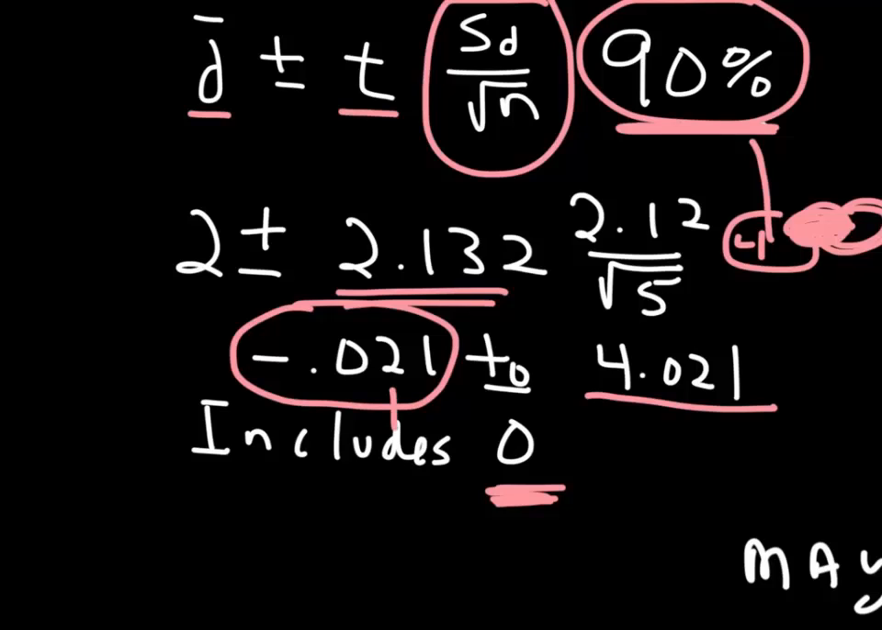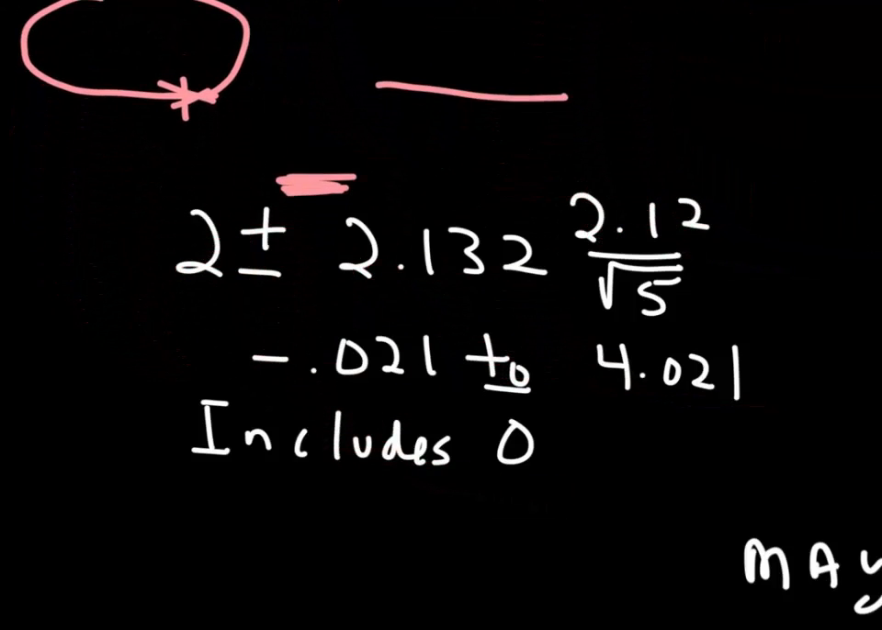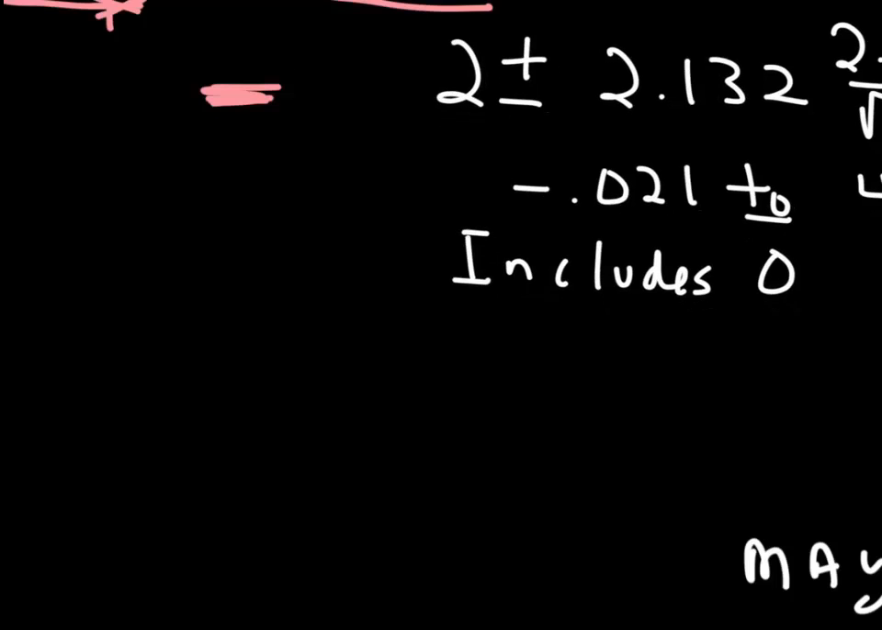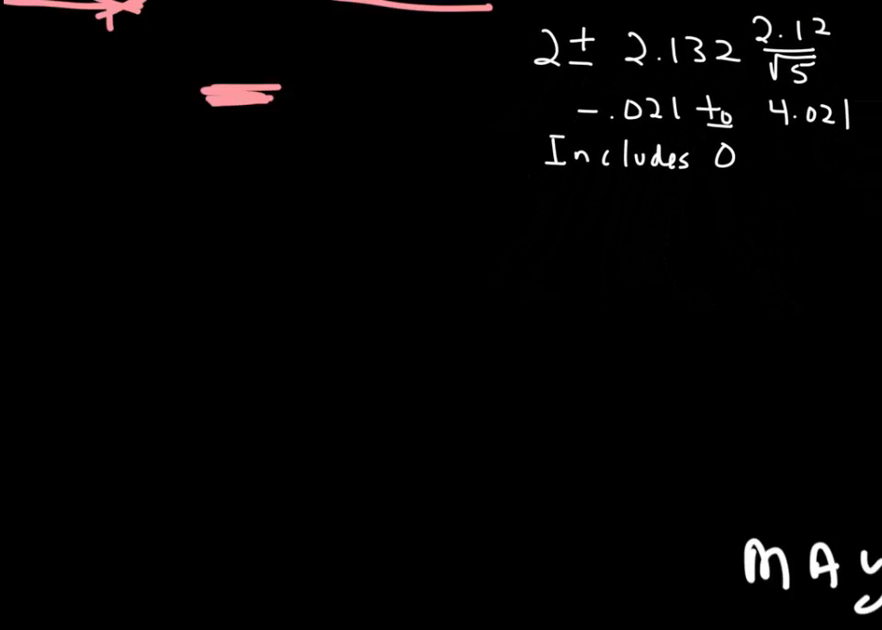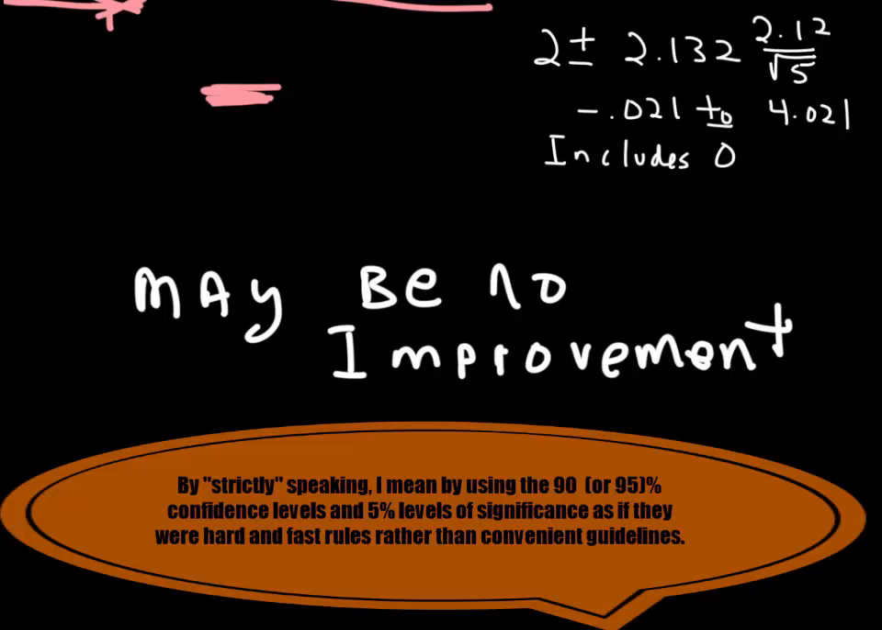Again, we're pretty close here on the limit. With a sample of size 5, I'm certainly not ready to throw away my idea that this might be worth looking at or something that I'd want to consider. So there might not be any improvement. Again, that's strictly speaking.